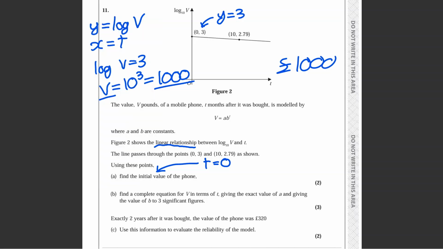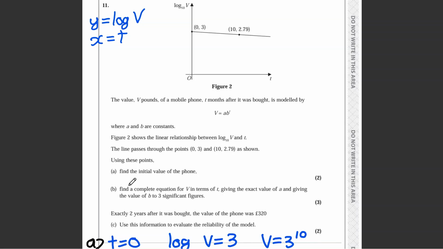You get the 2 marks here. You get one of them for showing it's equal to 10 to the power of 3, and you get the other one for showing it's equal to 1,000. Okay, and then for part B, we need to find a complete equation for V in terms of t, giving the exact value of A and giving the value of B to 3 significant figures, and this is worth 3 marks.